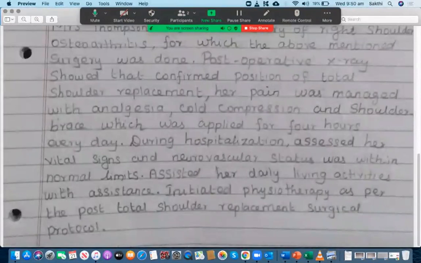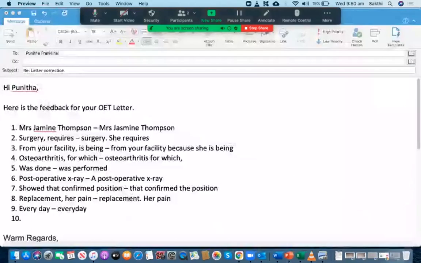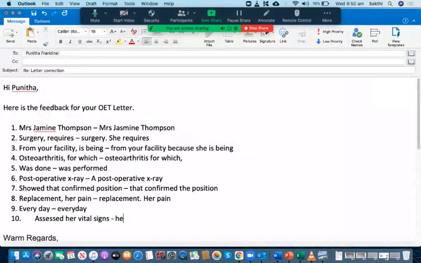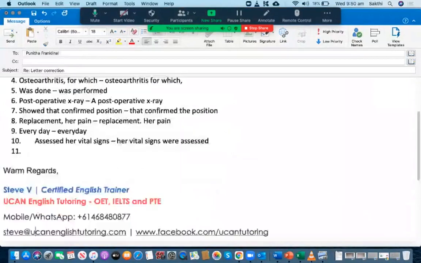During hospitalization, assessed her vital signs. Why are you writing "assessed her vital signs"? Who assessed it? Where is the subject? You have committed the same mistake in your previous letter as well. Otherwise, you should have mentioned the vital signs were assessed. I think that's perfect, isn't it? Her vital signs were assessed. So "assessed her vital signs" is wrong. You should have mentioned her vital signs were assessed. That's the way we need to write.